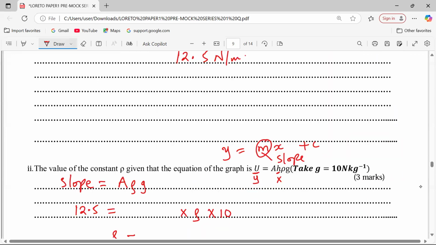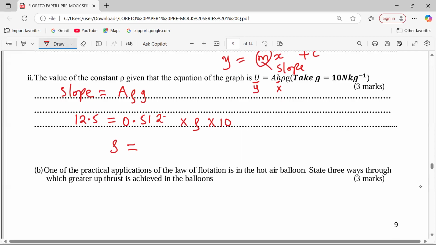0.5127 multiplied by the known density, then multiplied by the known value of g. So when I divide here, I'll be talking about 12.5 divided by 0.5127 and also 10. This becomes 2.438. So this is the value that we shall work with. 2.4 times 10, 2.4 kilograms per meter cubed. That becomes our density.